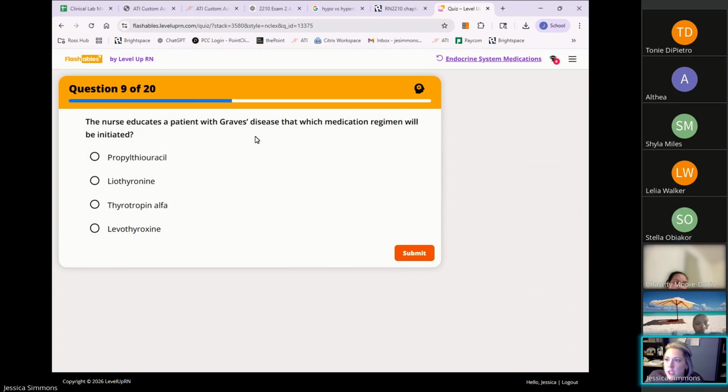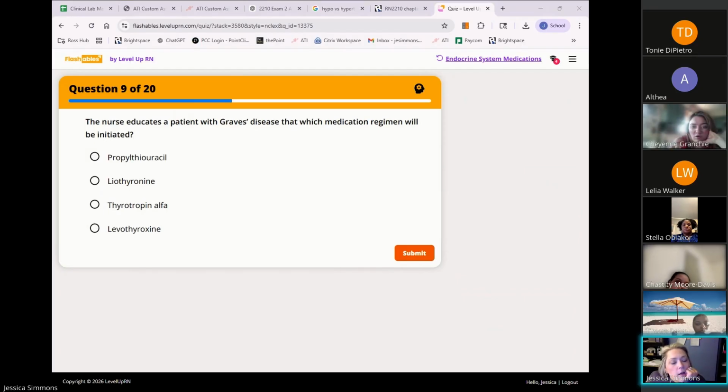The nurse educates a patient with Graves' disease. We didn't talk about Graves' disease. Graves' disease has to do with, oh my God, is it hypo? I think it's hypothyroidism. I just want to make sure before I tell you something. Is that the one that makes their eyeballs almost bulge? Yes.